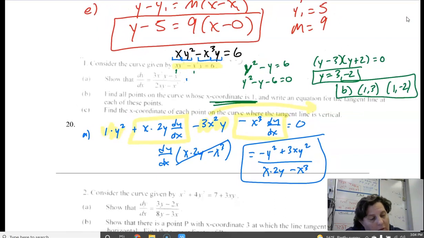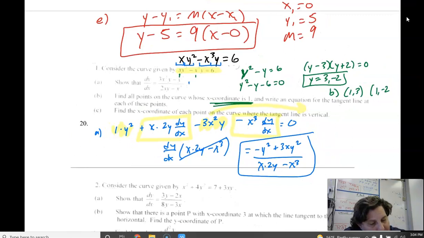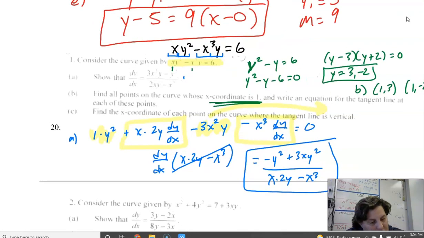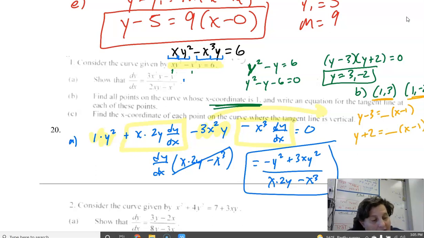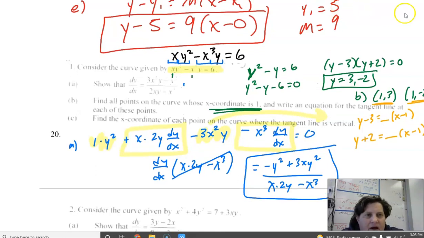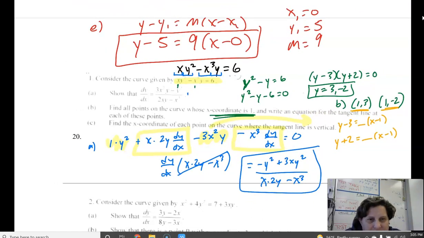Write the equation for the tangent line at each of these points. Why is this question so very long? For this point, it would be y minus 3 equals something times x minus 1. For this one, it would be y minus negative 2 equals something times x minus 1. The way I would find the somethings is I would plug in 1, 3, and 1, negative 2. So let's do that.